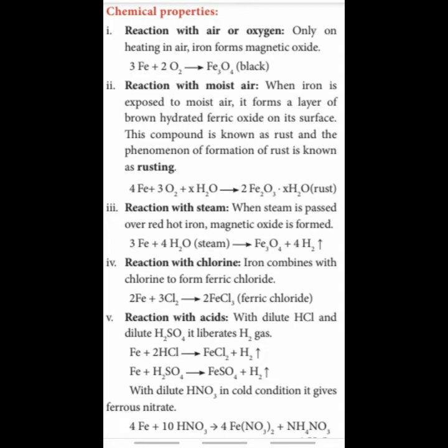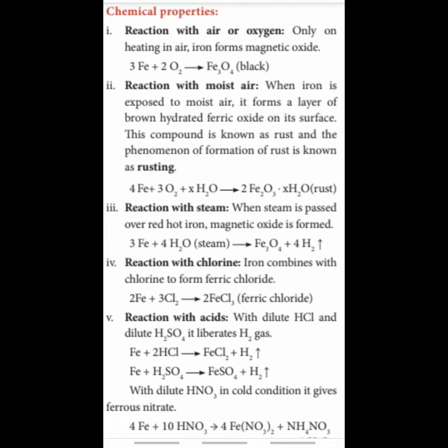So here, reaction with air or oxygen. At normal temperature, the iron is not reacting with air or oxygen, but on heating in the presence of air, it forms magnetic oxide, Fe3O4, and its color is black.